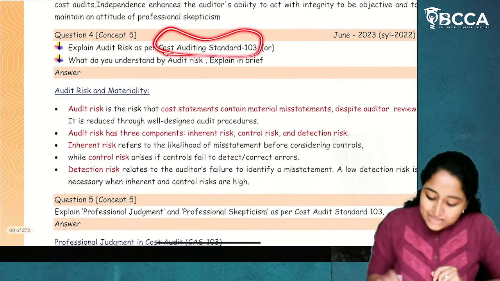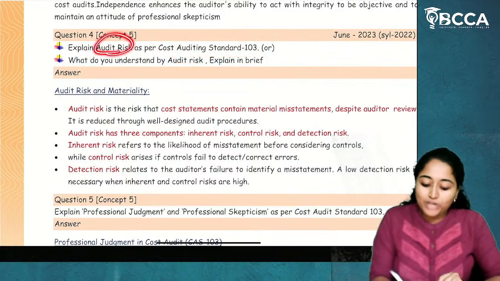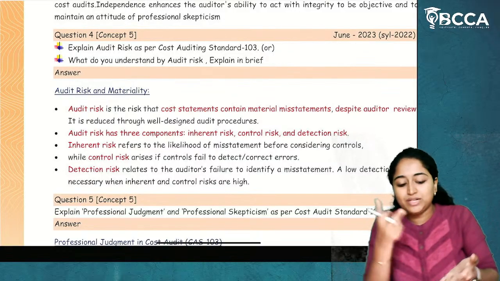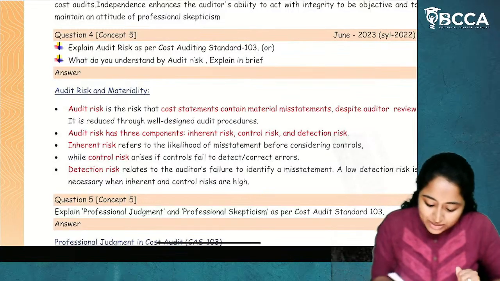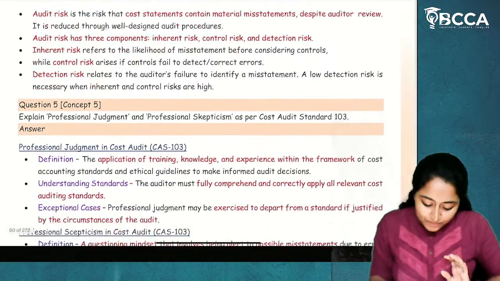Here a direct question was tested in June 2023 about CAS 103 on audit risk. Now we have seen audit risk, detection risk, control risk, inherent risk. You'll write the assertion level risk. You'll write those risk points. Now, what is audit risk? You'll write what audit risk is.